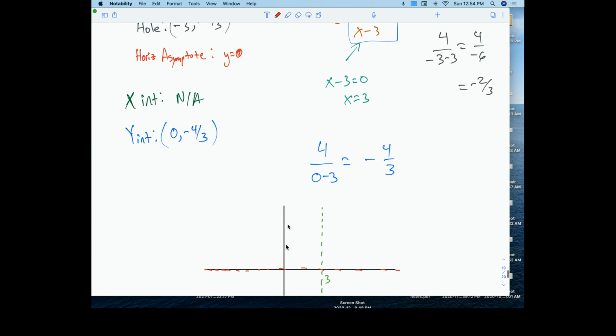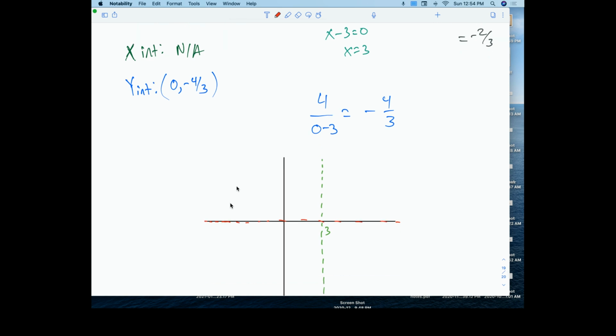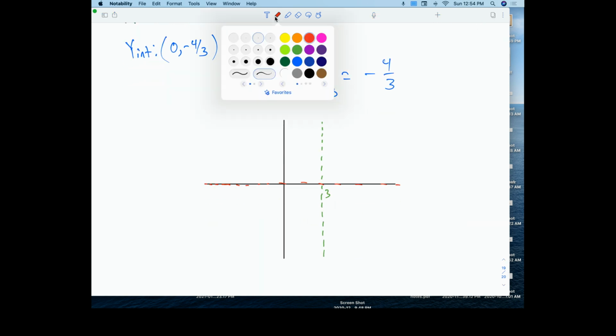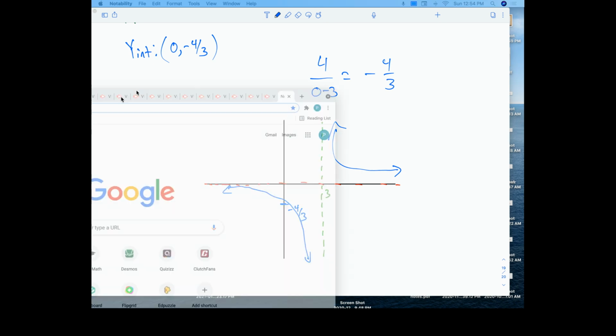And we have some points here. There is no x-intercept, which makes sense because we have a horizontal asymptote at 0. And then the y-intercept at 0, -4/3. So we'll go to 0, -4/3. And this tells us that we're going to have a graph kind of like this and like this. And then for fun, we can definitely type it into Desmos just to make sure that we are correct.